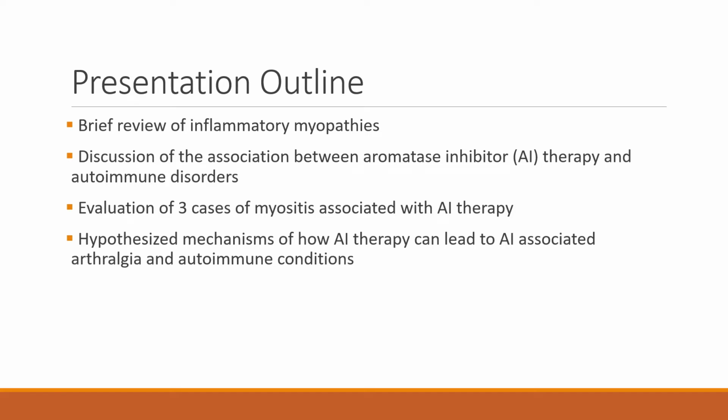So the presentation outline today will be talking about a brief review of inflammatory myopathies. We'll discuss the association between aromatase inhibitor therapy and autoimmune disorders. We will then evaluate 3 cases of myositis associated with aromatase inhibitor therapy, and then we will talk about the hypothesized mechanisms of how aromatase inhibitor therapy can lead to aromatase inhibitor associated arthralgia and also to autoimmune conditions.